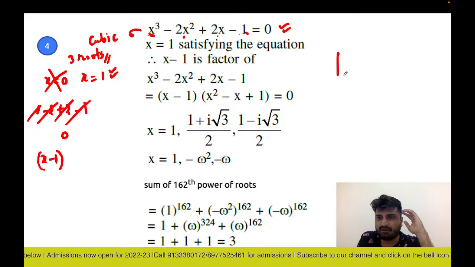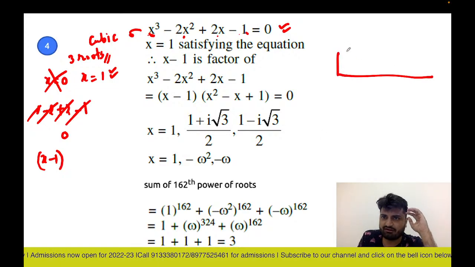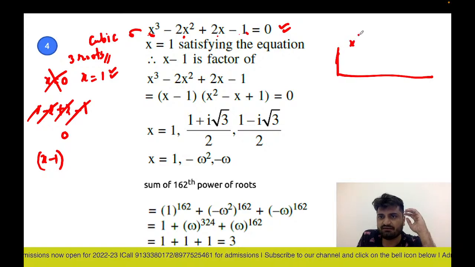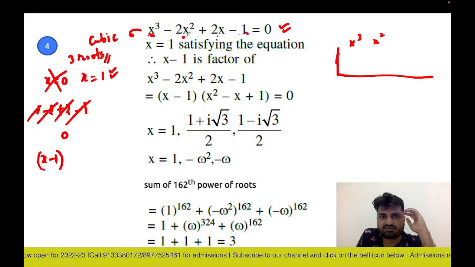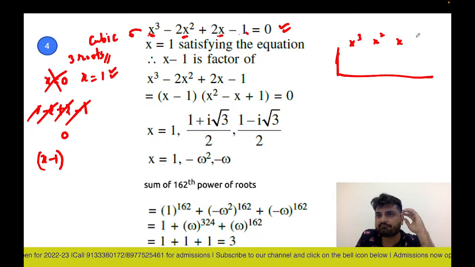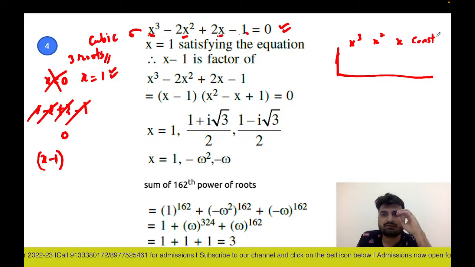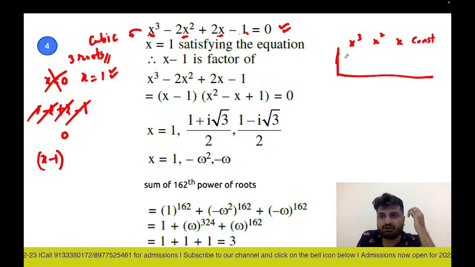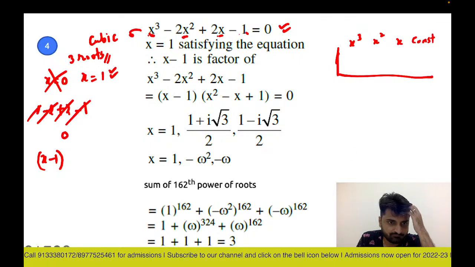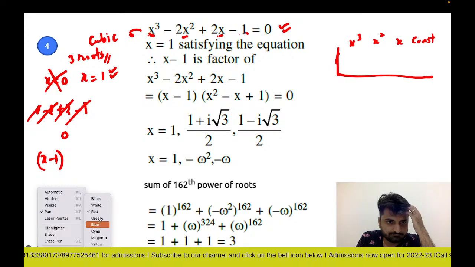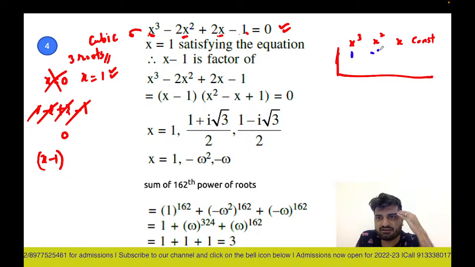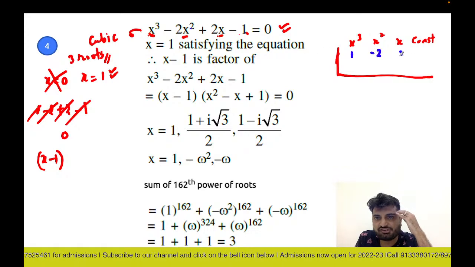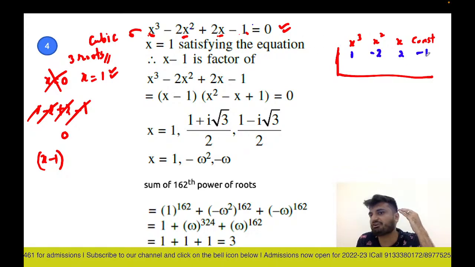So if you do it by Horner's method, which I'm sure all of you are aware of, what is Horner's method? You just write all the coefficients, which is x cube, x square, x and constant. So what is x cube coefficient? 1. x cube coefficient is 1. x square coefficient is minus 2. x coefficient is 2. Constant coefficient is minus 1.